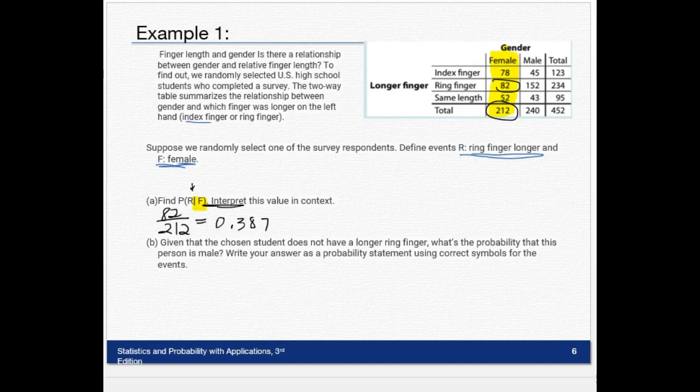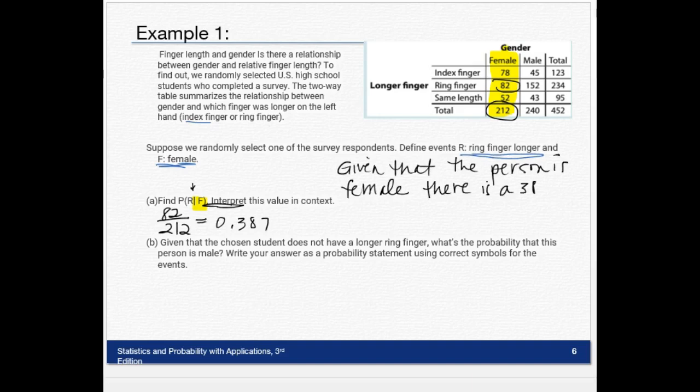Now the problem also says to interpret, so we have to interpret that. So I'm going to scooch over where I have a little more room, and it would say this: given that the person is female, there is a 38.7% chance, or you could say 0.387, it doesn't matter, chance that her ring finger is longer.